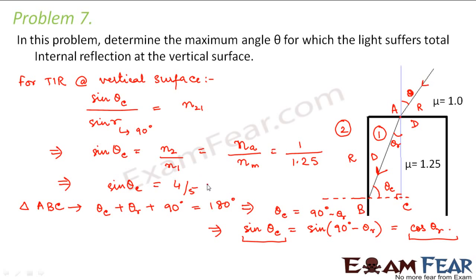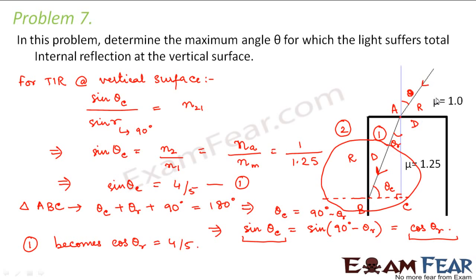Now putting this value in equation 1, equation 1 becomes cos theta r is equal to 4 by 5. So we get this. Now let us observe the refraction which takes place here. Till now we were concentrating on the total internal reflection which is taking place here. Now we will concentrate on the refraction which is taking place here. So here refraction takes place, and here total internal reflection takes place, right? So now let us observe the refraction region.